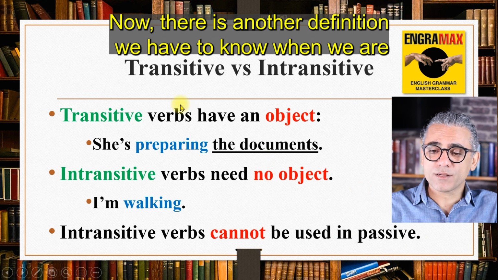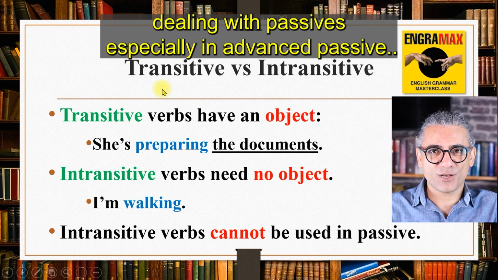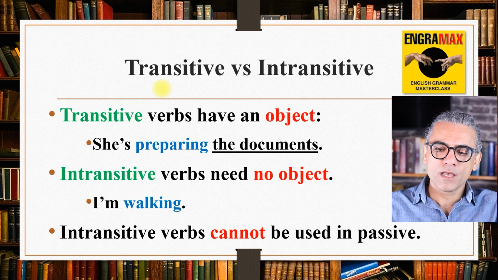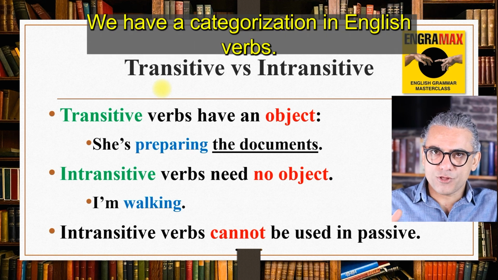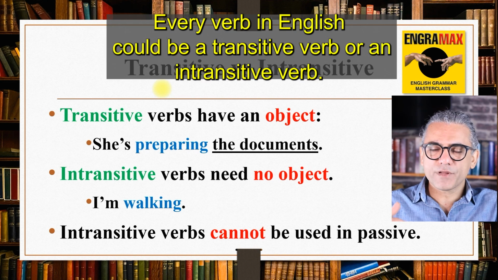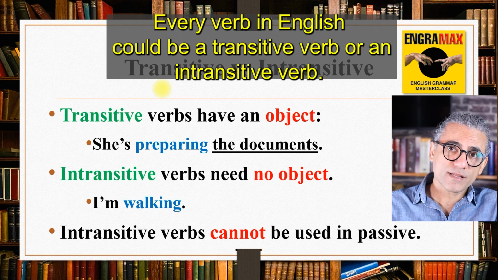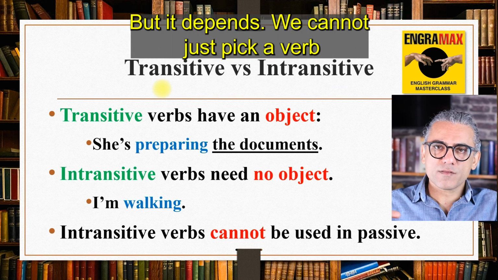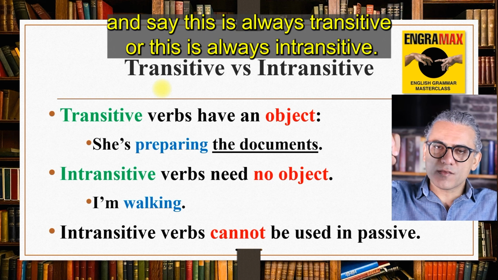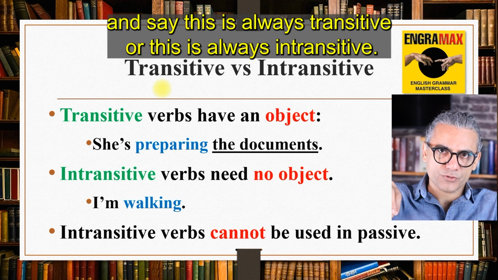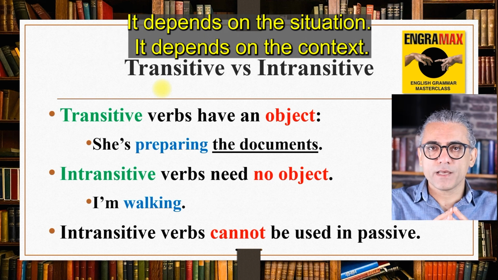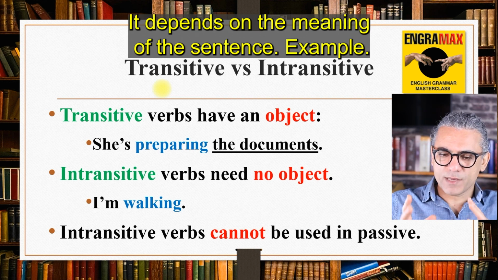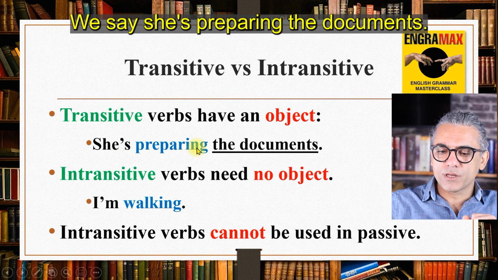Now, there is another definition we have to know when we are dealing with passives, especially advanced passives. We have a categorization in English verbs. Every verb in English could be a transitive verb or an intransitive verb. But it depends. We cannot just pick a verb and say this is always transitive or this is always intransitive. It depends on the situation, on the context, on the meaning of the sentence. Example, we say she is preparing the documents.